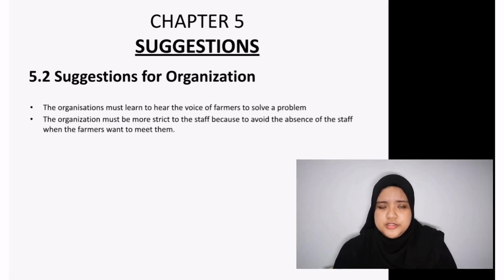For the organization, they have to hear the voice of farmers in solving problems, because practically farmers have a lot of experience in solving problems, and the organization must be strict with their employees to make them more responsible with their tasks.